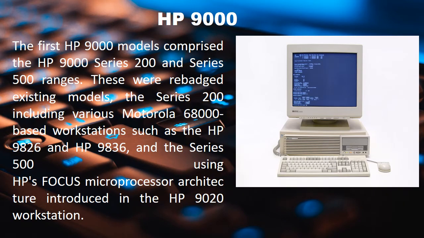HP 9000. The first HP 9000 models comprised the HP 9000 Series 200 and Series 500 ranges. These were rebadged existing models, the Series 200 including various Motorola 68000 based workstations such as the HP 9826 and HP 9836, and the Series 500 using HP's Focus microprocessor architecture introduced in the HP 9020 workstations.